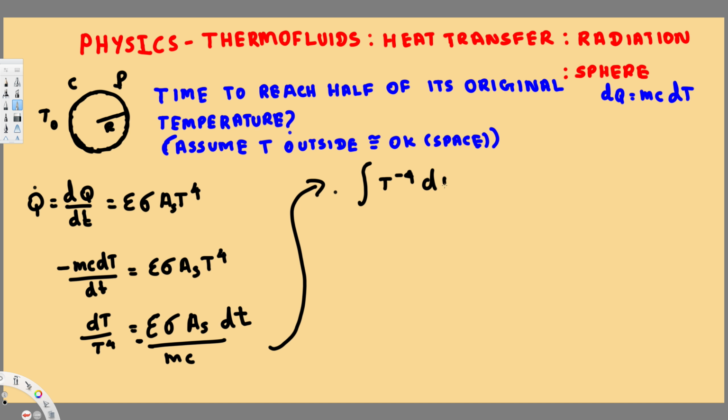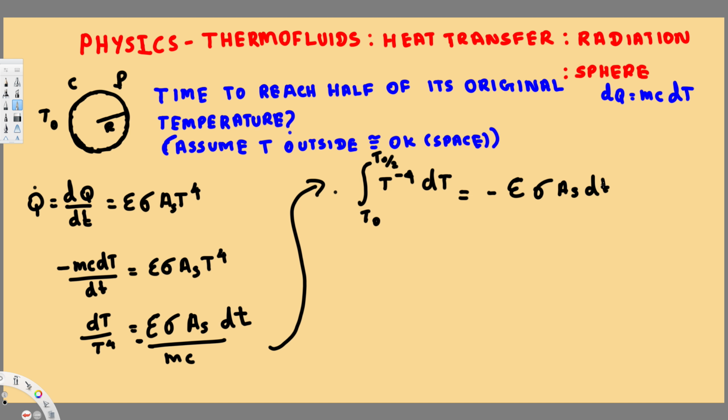And the temperature is going from T naught to T naught by 2, because in the question they are asking for the time to reach half of its original temperature. T naught by 2 is half of the initial temperature, so that's why it's T naught to T naught by 2. And on the other side we have negative epsilon sigma A_s dt, which I can integrate too. The time is going from 0 to t, and then we have m c in the bottom.